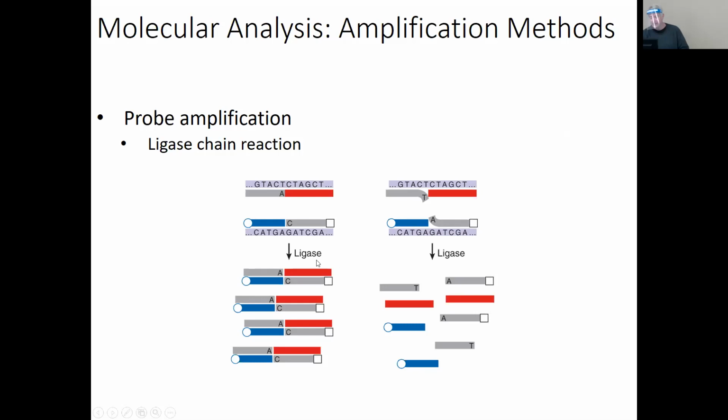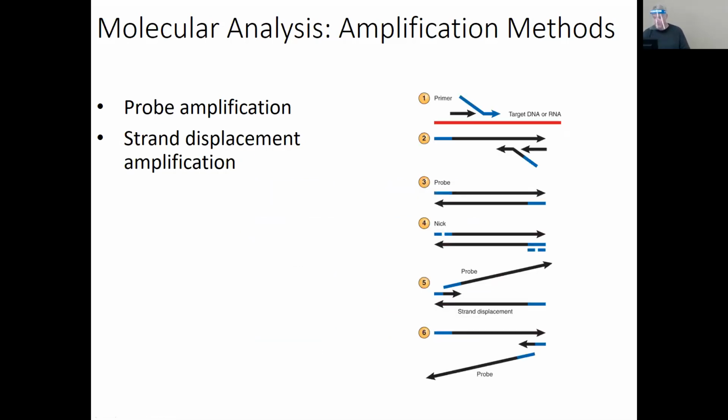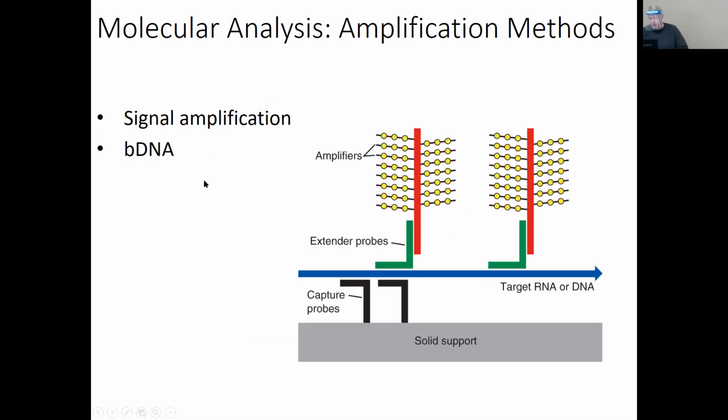Ligase reaction. Ligases are going to break the sequences so that they can be amplified that way. So they're going to split them up, break them up. So here's a strand displacement amplification. So we have ligase chain reaction, probe amplification. We have strand displacement amplification. And then we actually have base DNA amplification.